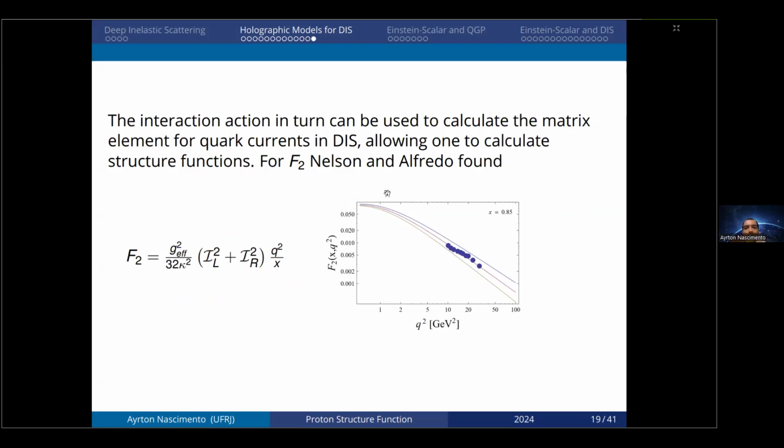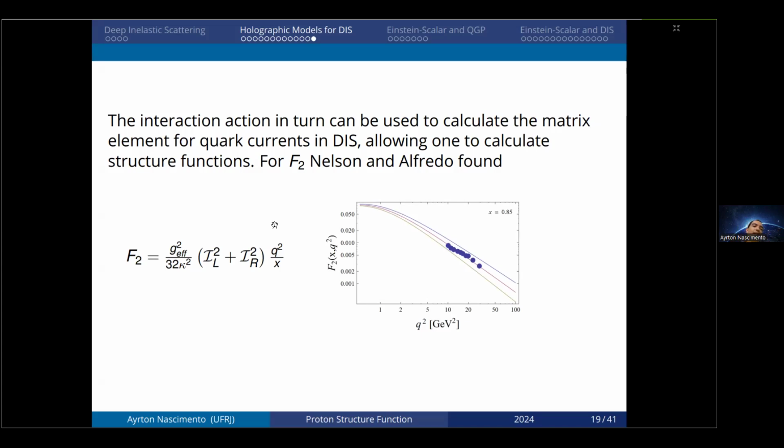So Nelson and Alfredo were some guys that worked together in my group in Brazil. They got this modified soft wall model and they get an expression really similar to the one for the deformed AdS, but the values over here are a little bit different. You don't have the mass over here, the final state involved. So it's similar, but it's not the same.